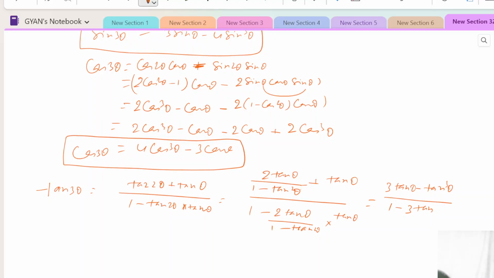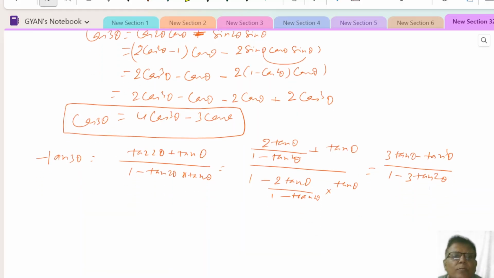Tan cube theta. Tan cube theta, yeah, 3 tan square theta. Yes, 3 tan square theta. That you can also check. That is not an issue.